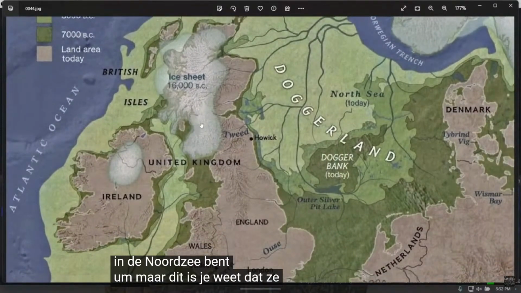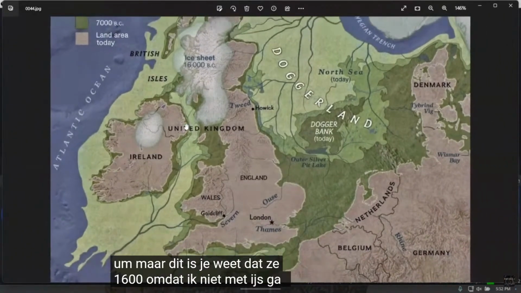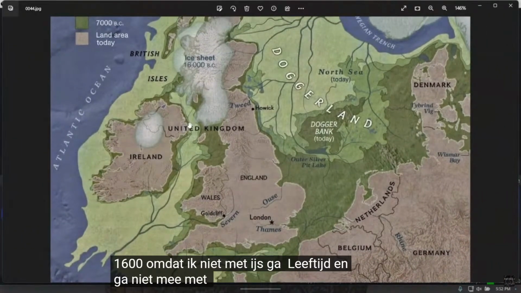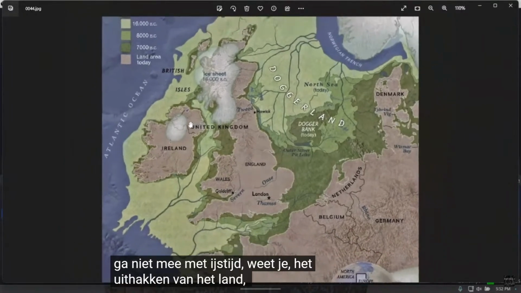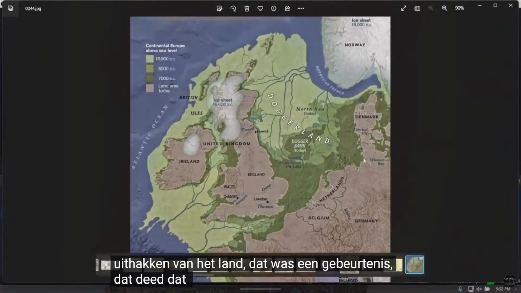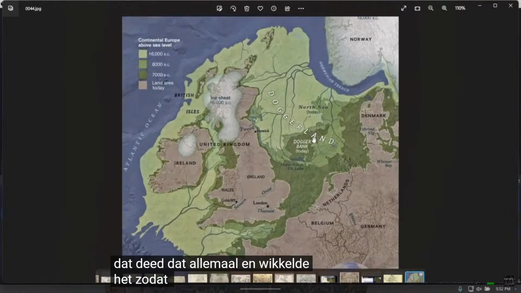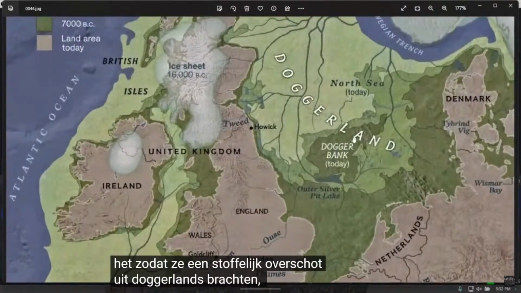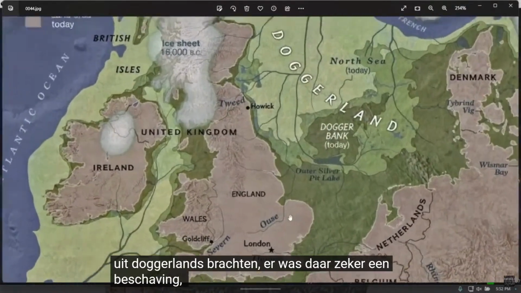Don't take notice of that ice shelf, 1600, because I don't go with the Ice Age and I do not go with glaciation carving up the land. That was an event that did all of that, and rapid. So they have brought remains up from Doggerland. There was definitely a civilization there.